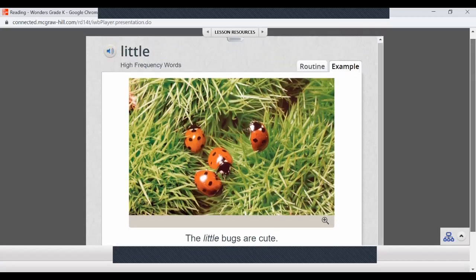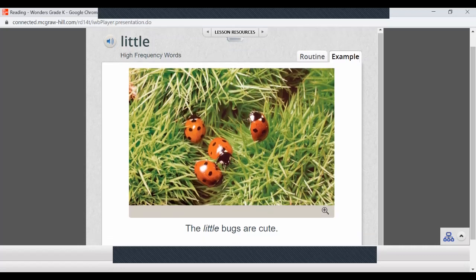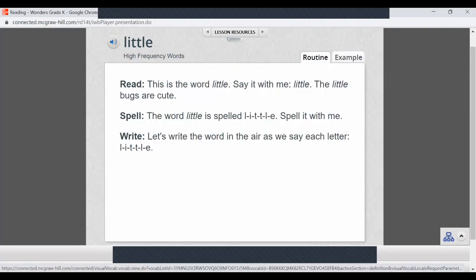Little. Another high frequency word. Can you say little? The little bugs are cute. Let's spell the word little. L-I-T-T-L-E. Little.